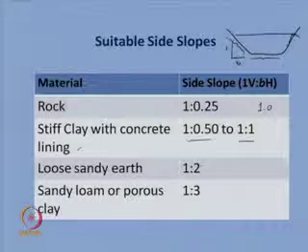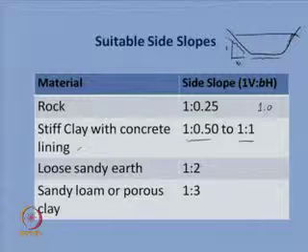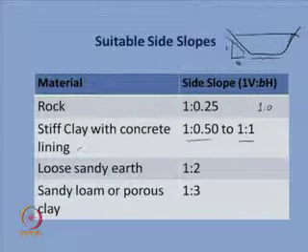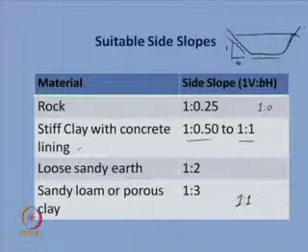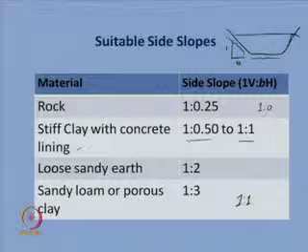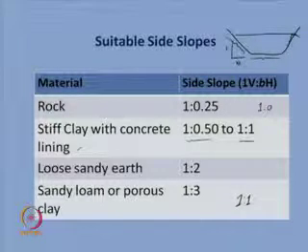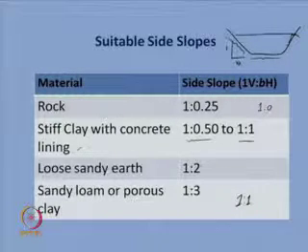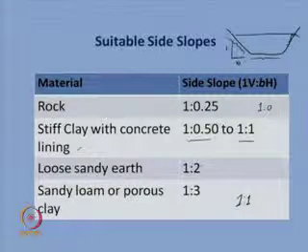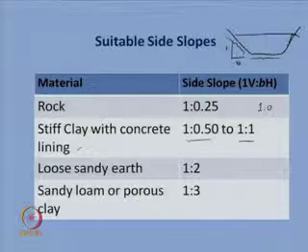So, based on materials, as we mentioned earlier, you have to adopt the side slope. If you try to incorporate 1:1 for a sandy loam, you will see that the side slopes will collapse and your channel gets broken, means it gets failed. So, you cannot construct such types of channels. So, you have to see the material that is being adopted for channel design.